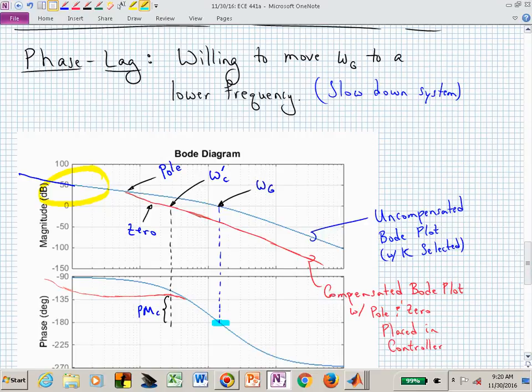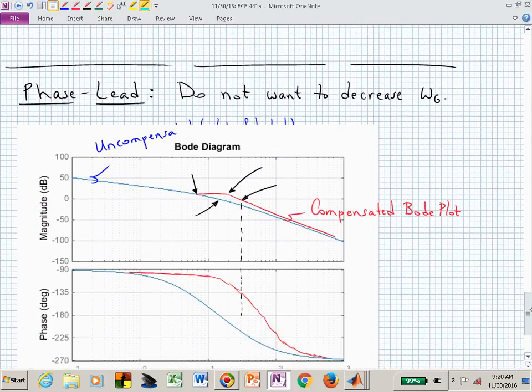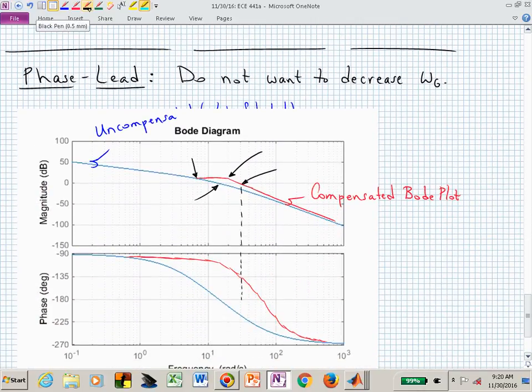That's the phase lag. We're allowing our magnitude curve to cross 0 dB at a lower frequency. We're tolerating a slower system. In the phase lead, we don't want to do that. So in a phase lead, this is exactly the same original Bode plot. The blue curve is the same. Now we are not wanting to make the 0 dB crossover frequency of the compensated system smaller. We want to make it maybe a little bit bigger.